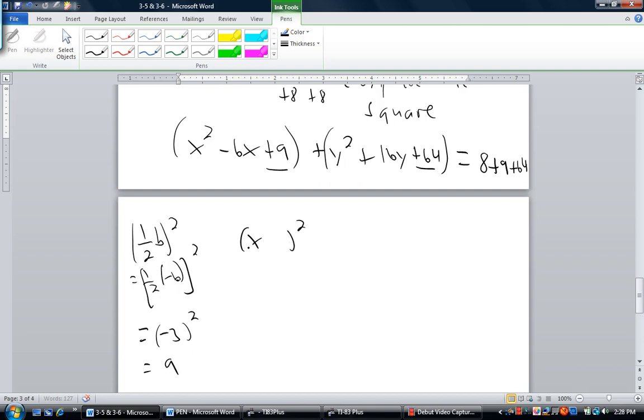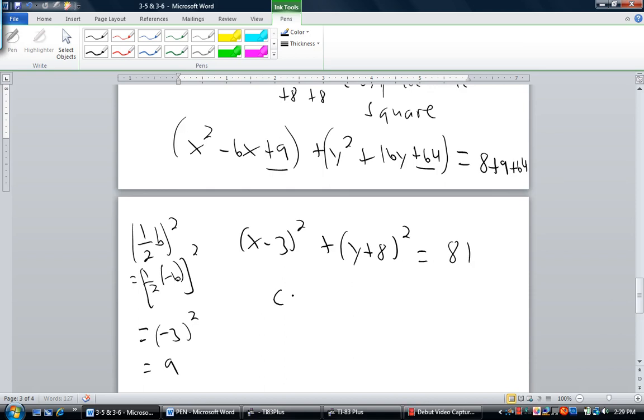It's always going to be the x, and then it's going to be x plus or minus some number squared. Well, that number is always half of b. Well, half of b, in this case, negative 6 is negative 3. So that's how it factors. X minus 3 squared. Same thing over here with the y's. What's half of positive 16? Positive 8. So that's how it factors, y plus 8 squared. And then we're going to add 8 plus 9, 64. And I do believe that that is 81. And now we have our standard form. X minus 3 squared plus y plus 8 squared equals 81.